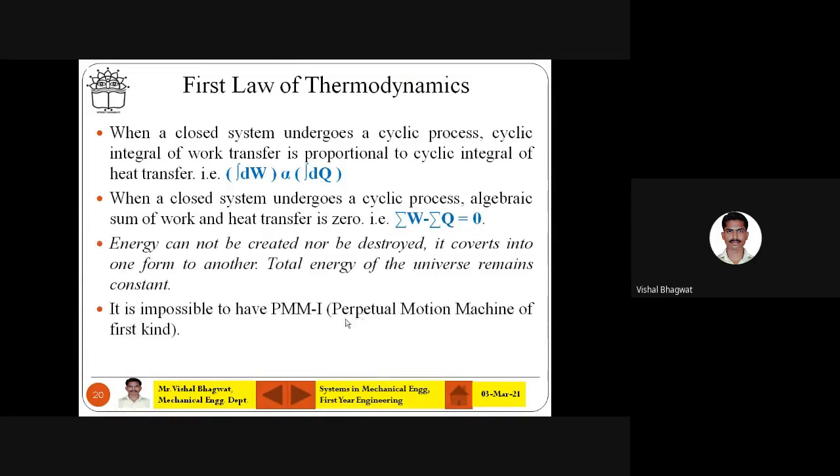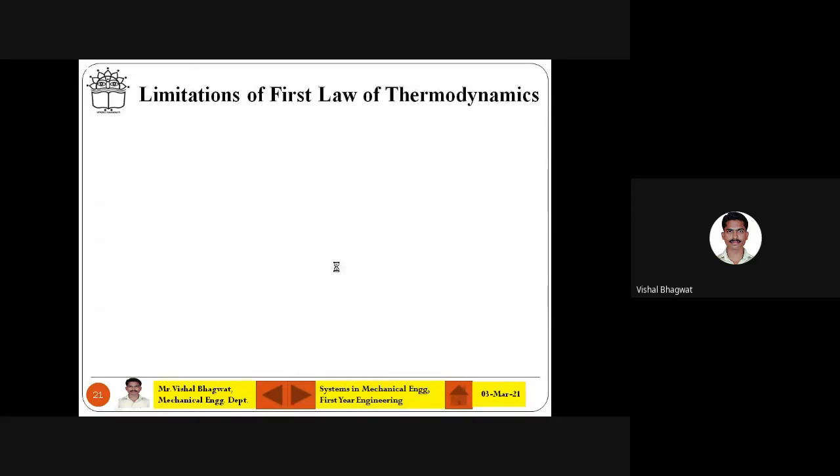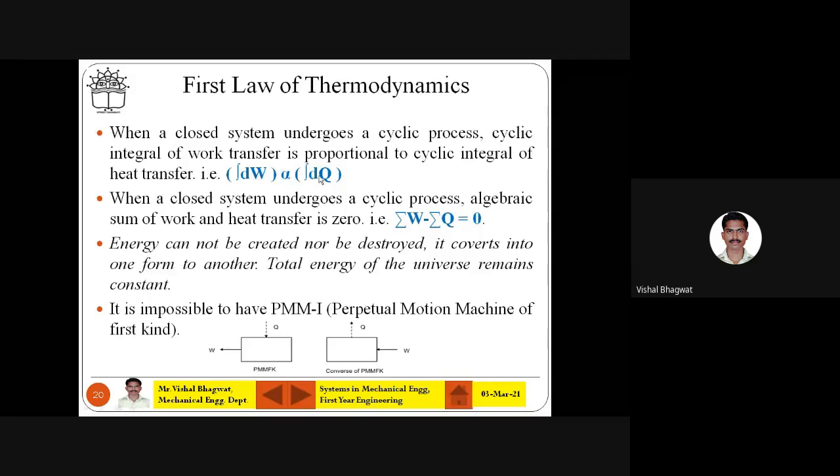Okay, so this is a figure. The box is how you represent the PMM1. The actual first law of thermodynamics is that the cyclic integration of dW is proportional to the cyclic integration of dQ. That means work is equal to Q. Here also the algebraic sum of W and Q is zero, that is, the algebraic sum of W is equal to the algebraic sum of Q. That means a machine receives some heat Q and produces some work output. That is the representation of the first law of thermodynamics.